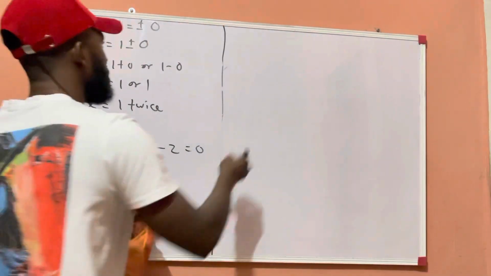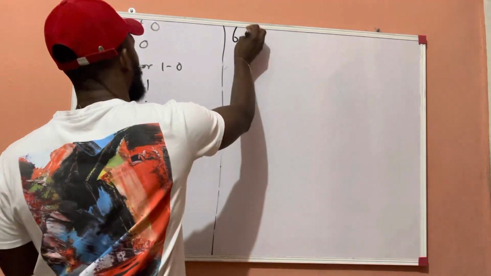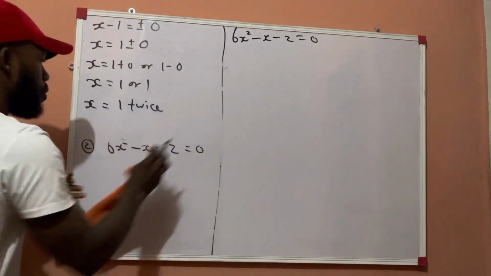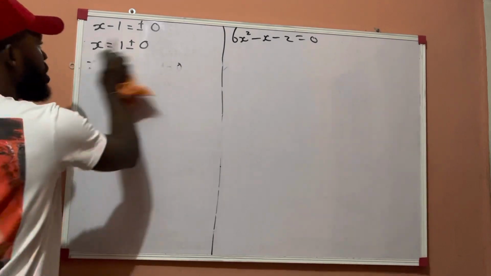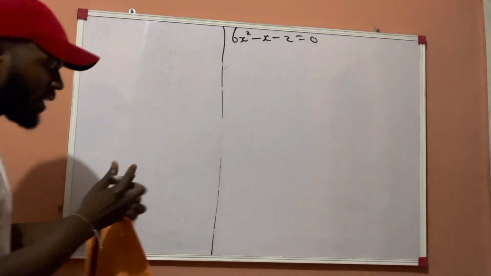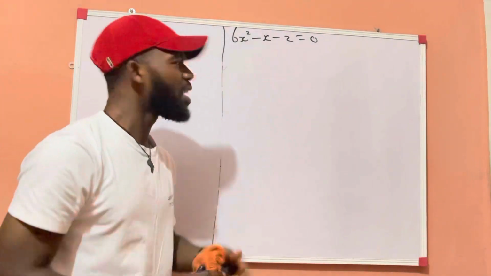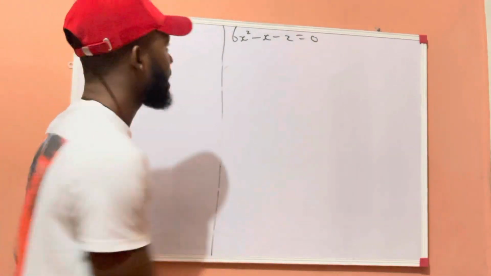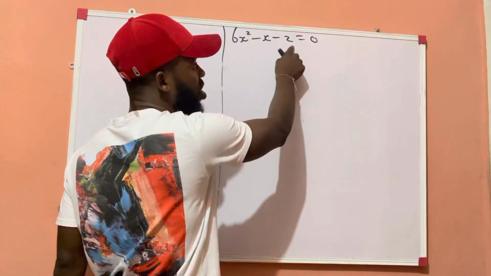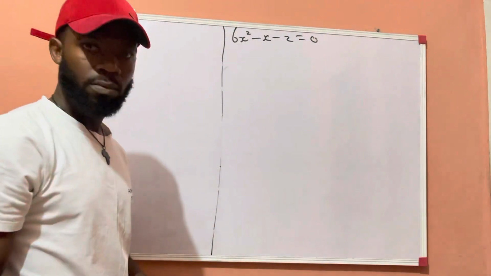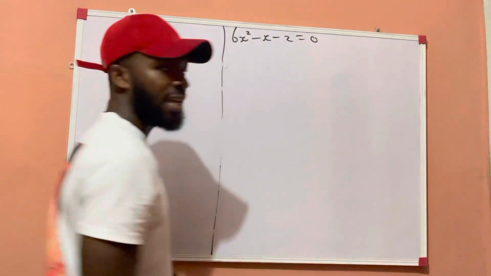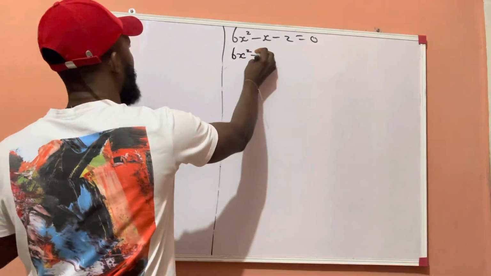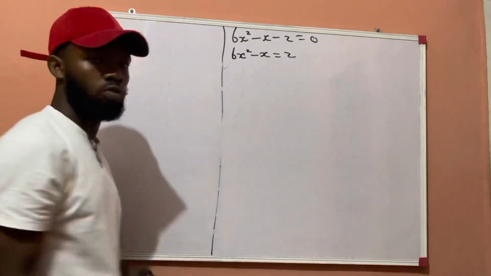Now, the question says 6x squared minus x minus 2 is equal to 0. Don't forget, what are we using? We are using the completing the square method. And I said, when you are using the completing the square method, the first step you take is that our minus 2, which is our c, goes to the right hand side. Now when minus 2 crosses to the right hand side, it becomes plus 2. So what do we have? 6x squared minus x is equal to 2.